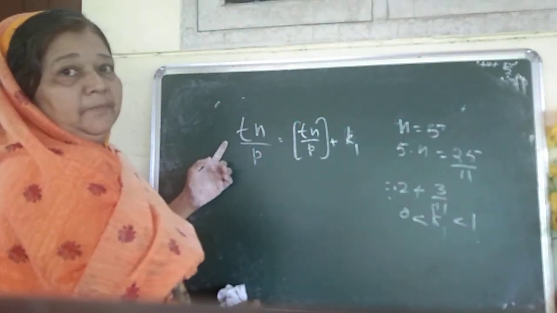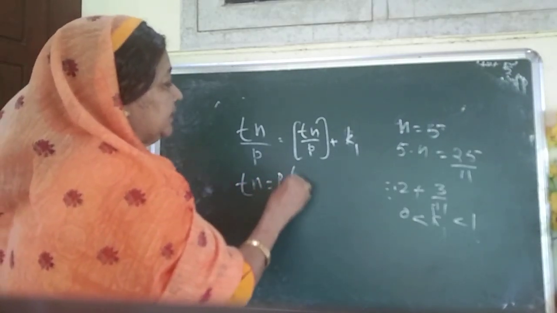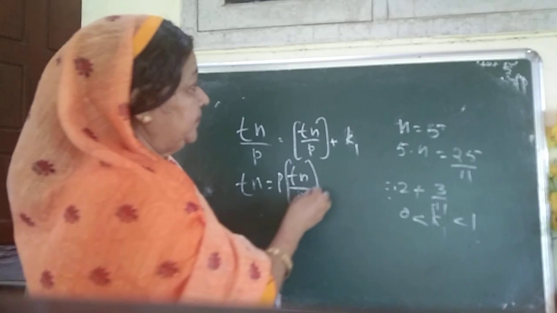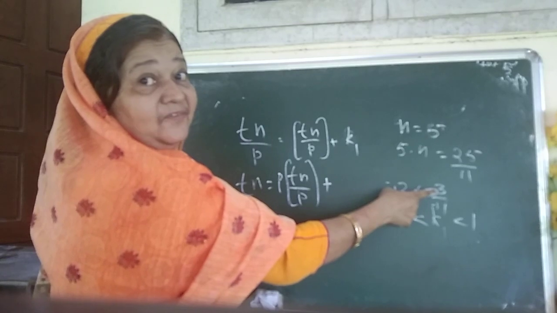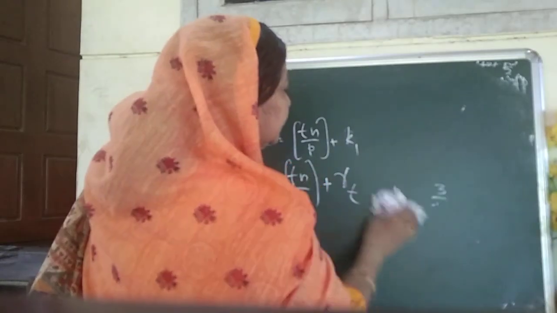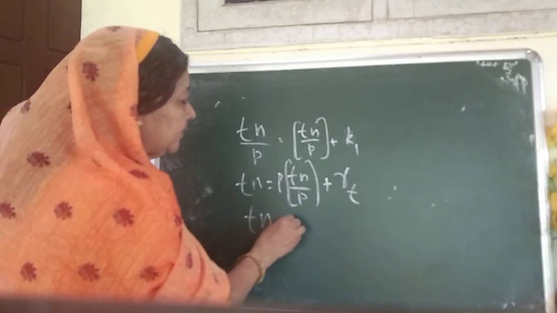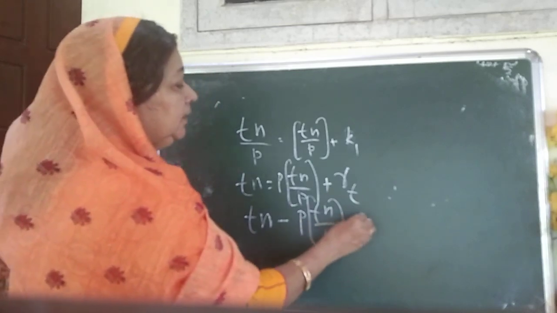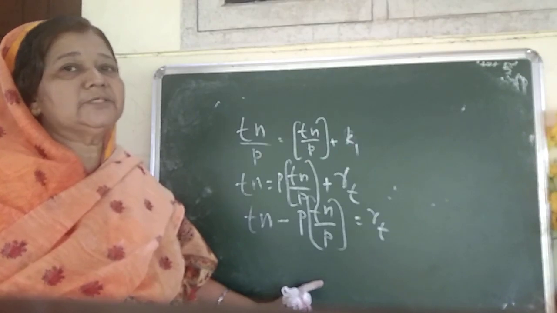Then multiply throughout by P. We get Tn equal to P into the integer part of Tn by P. We cannot cancel this P. This is an integral part of Tn by P, plus P into K1. P is 11. 11 into K1 means the remainder, say RT. So we get an equation that is Tn equal to P into the integer part plus RT. Therefore, Tn minus P into the integer part of Tn by P equal to RT for T equal to 1 to P minus 1 by 2.